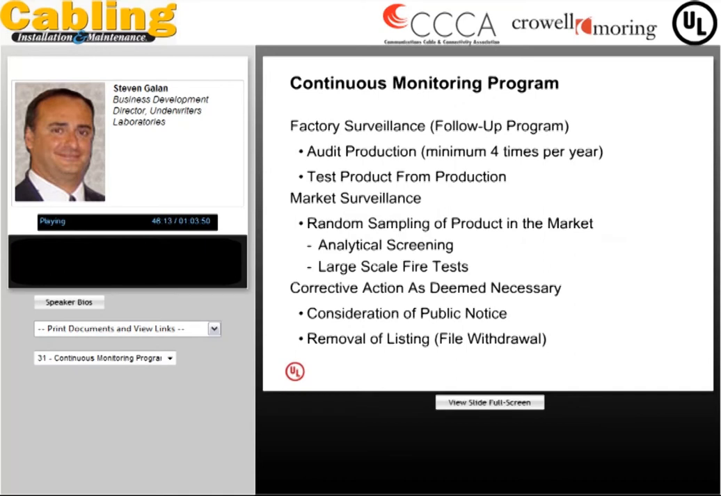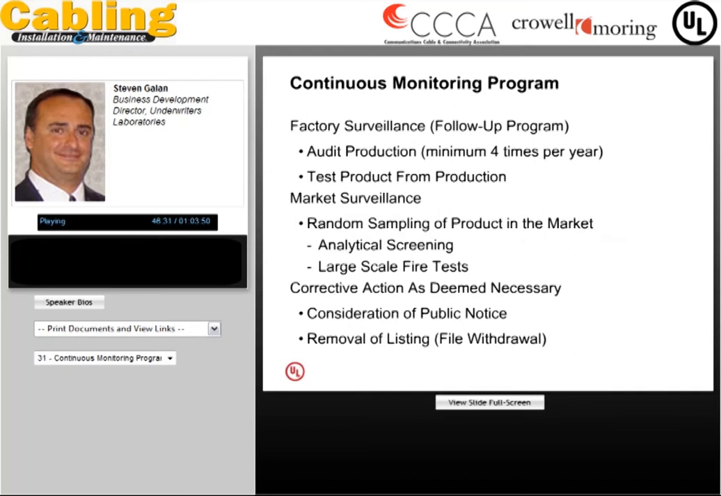Product from production is tested at the factory, with additional testing conducted at one of UL's major testing facilities. Samples are also randomly selected in the marketplace, where we then conduct at the UL lab unique analytical testing, which requires a short length of cable.